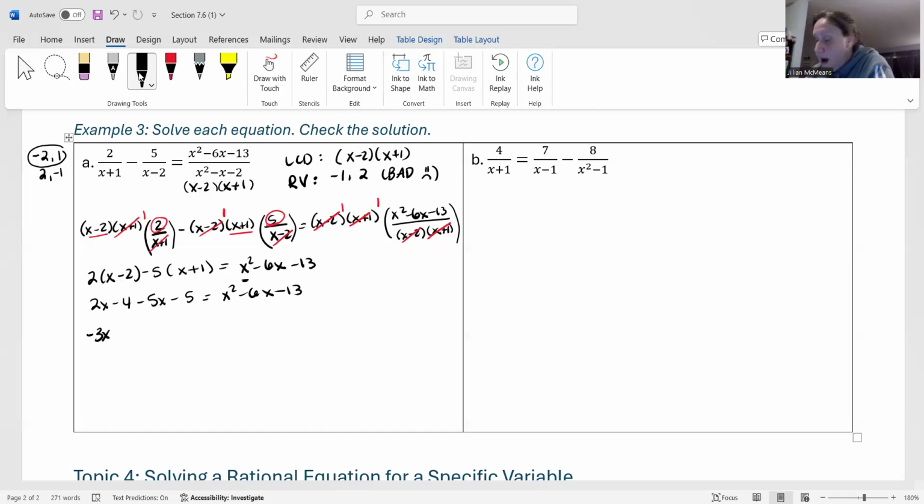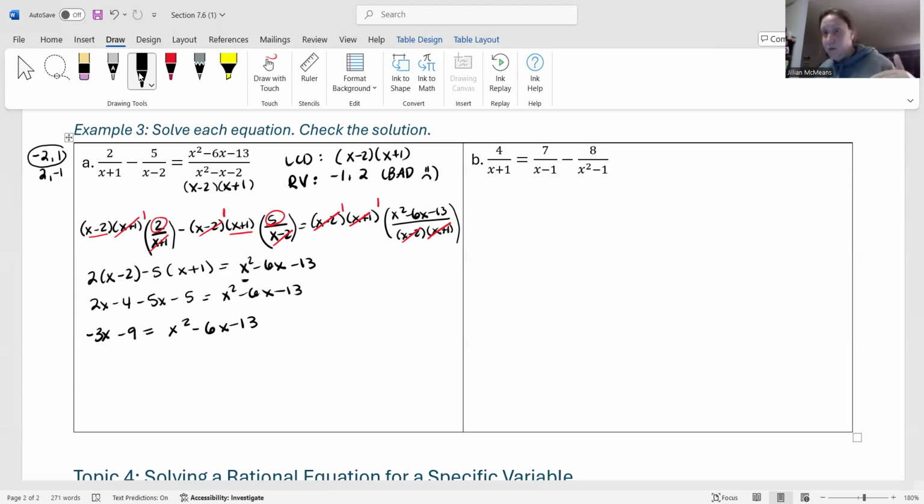We have negative 4 minus 5, which is negative 9. And that equals the quadratic trinomial x squared minus 6x minus 13. Okay, we're getting there slowly but surely. So now we want to go ahead and set this equal to 0. It doesn't matter if the 0 is on the left or the right. I always move it so that the squared term stays positive.